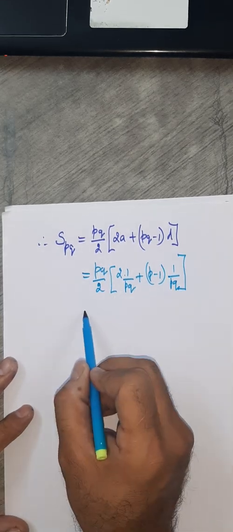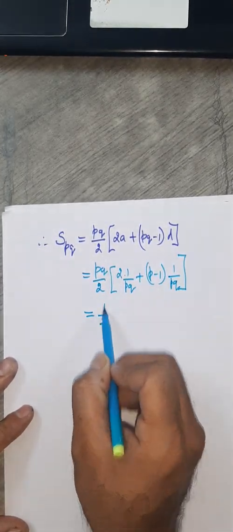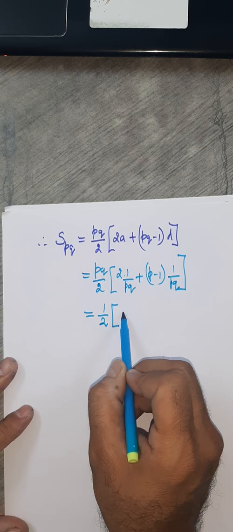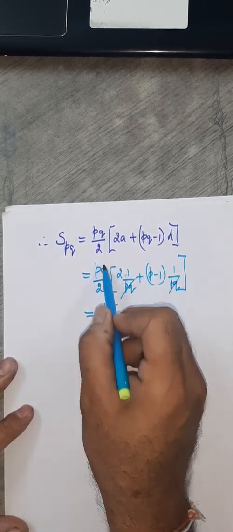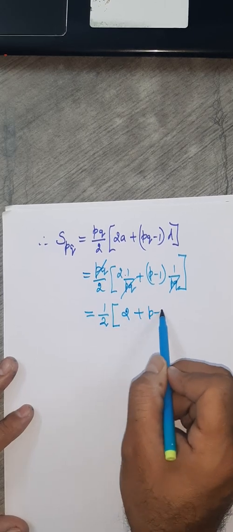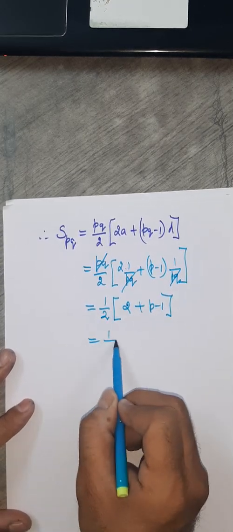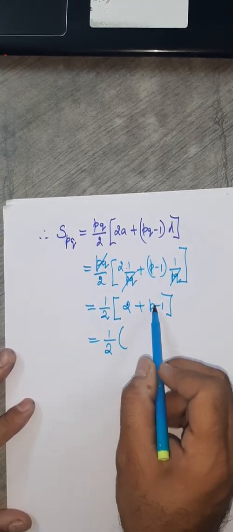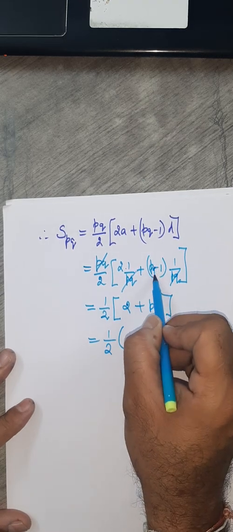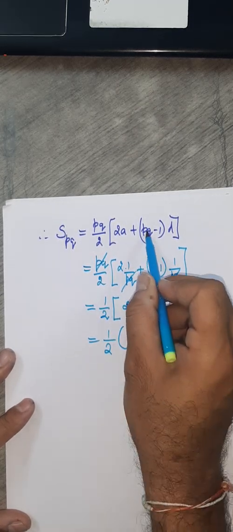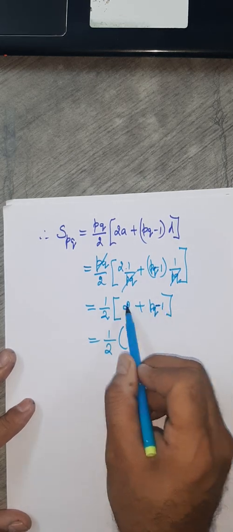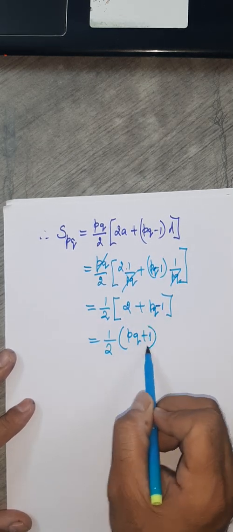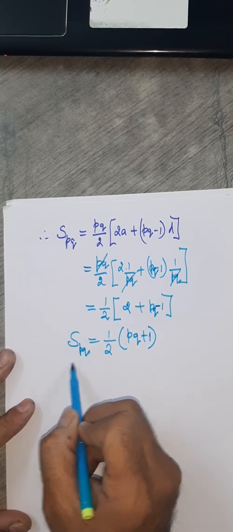Take 1 by PQ common, it will get cancelled with this. So here we are left with half. Inside the bracket, this is 2, plus PQ minus 1. I'm sorry, here it is PQ, here also PQ. By mistake I wrote P only. So PQ minus 1 plus 2, that is PQ plus 1. Half of PQ plus 1, that is the sum of PQ terms.